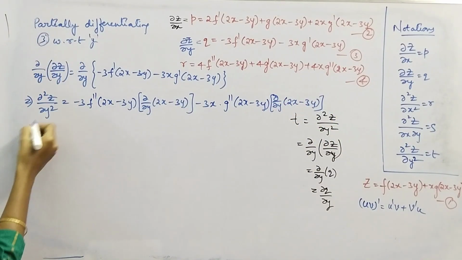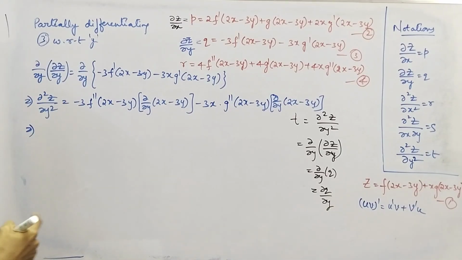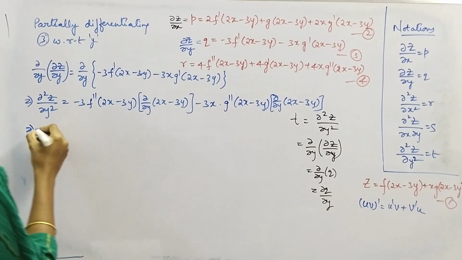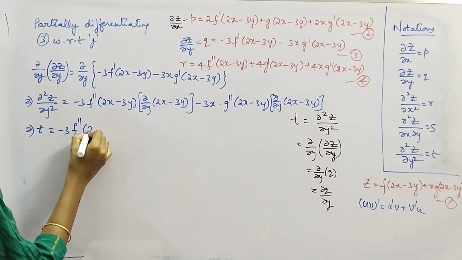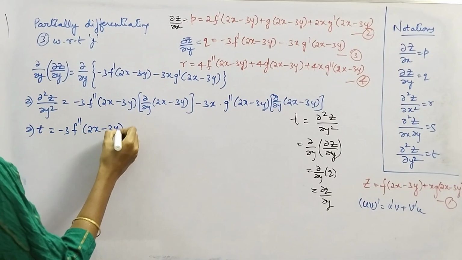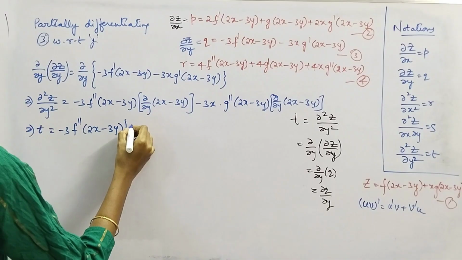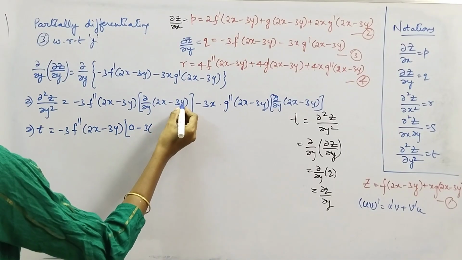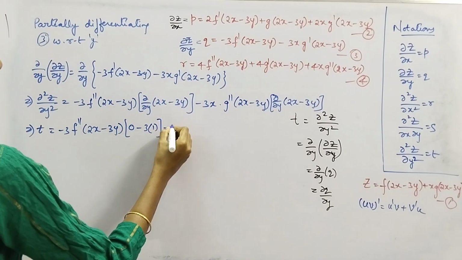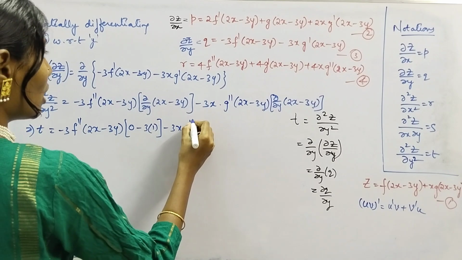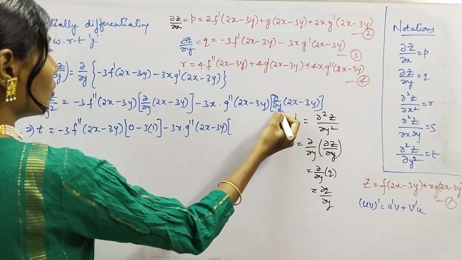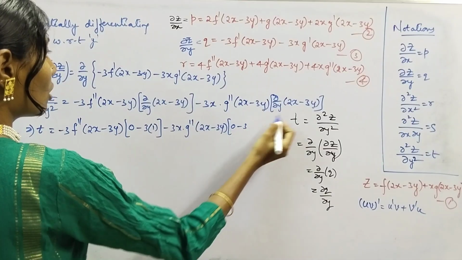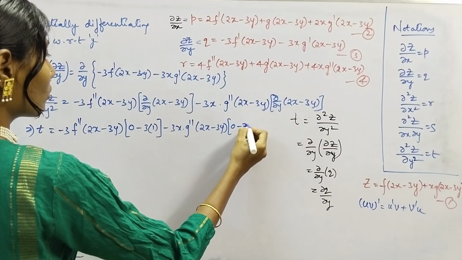Since we know that ∂²z/∂y² can be replaced by the notation t, you'll get t equal to -3 into f''(2x-3y) into the partial derivative of 2x with respect to y, which is 0, minus 3 times the partial derivative of y with respect to y, which is 1, minus 3x into g''(2x-3y) into the partial derivative of 2x with respect to y, which is 0, minus 3 times the partial derivative of y with respect to y, which is 1.